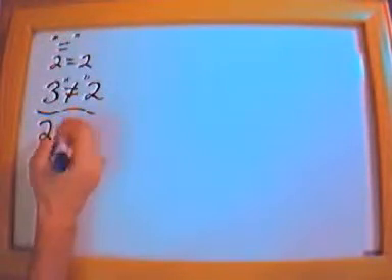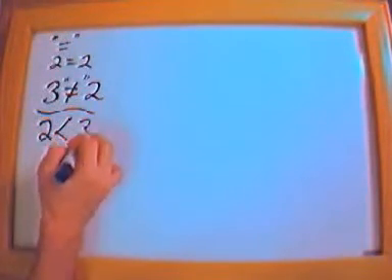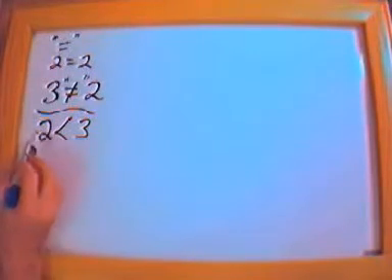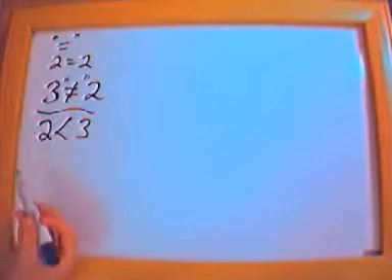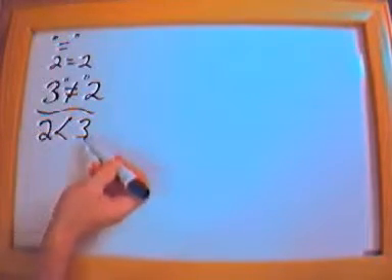So it actually looks like this. 2 is less than 3. So the way you read that is 2 is less than 3. The little pointy side means less than. This side means greater than. Or if you want to read it in this direction, you can say 3 is greater than 2. Both are equally correct. 2 is less than 3. 3 is greater than 2.